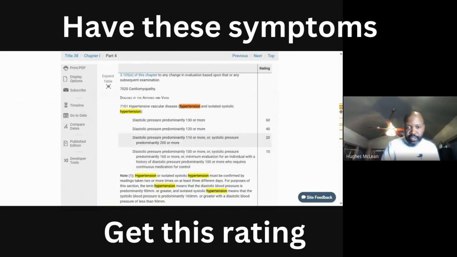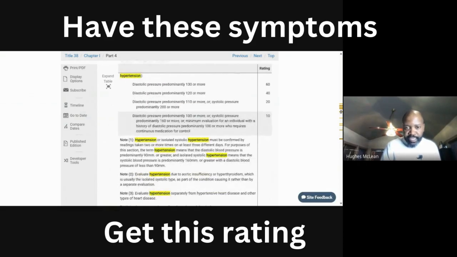It's based off of your readings. As you can see right here, this is how they rate it, right? Have these symptoms, get this rating. Have these symptoms, get this rating. And as you can see, diastolic pressure, systolic pressure. The blood pressure readings are blank over blank. The last one, the one on the bottom, that's diastolic. The one at the top, that is systolic.